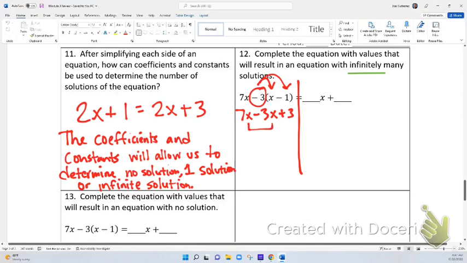So we combine the 7x and the 3x. We're subtracting here. We get 4x. So a reminder that whenever it's infinite solutions, whatever the left side is, the right side has to be exactly the same, which means the coefficients need to be the same and the constants need to be the same. So because the left side is 4x, the right side will also have to be 4x. Because the left side had a 3 as a constant, the right side also has to have a 3 as a constant. Okay? So that's how you do number 12.